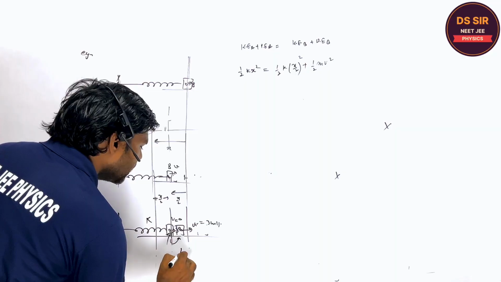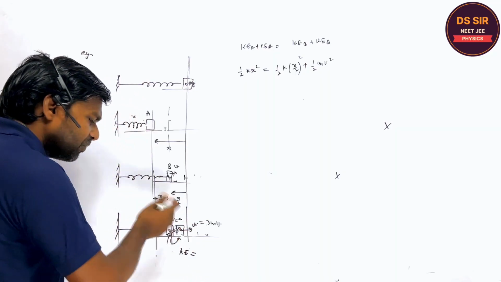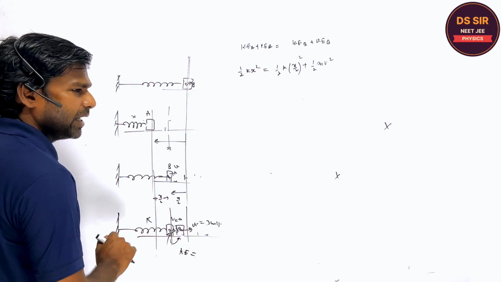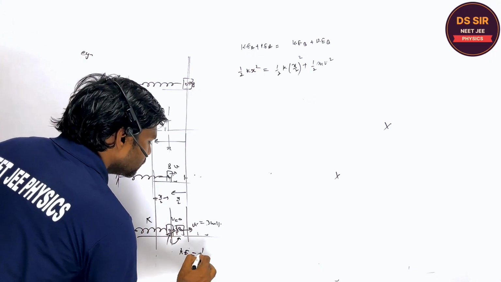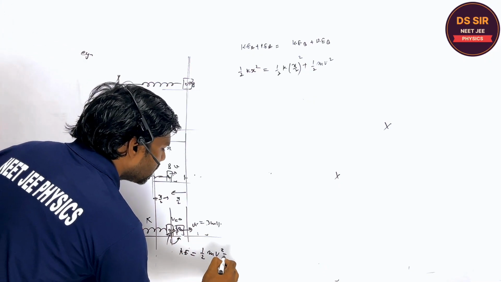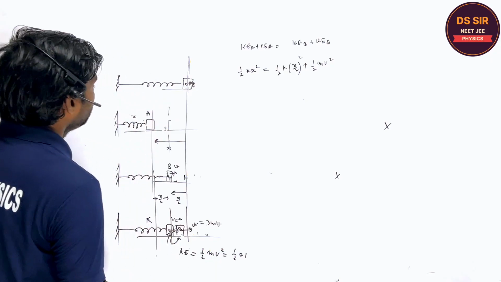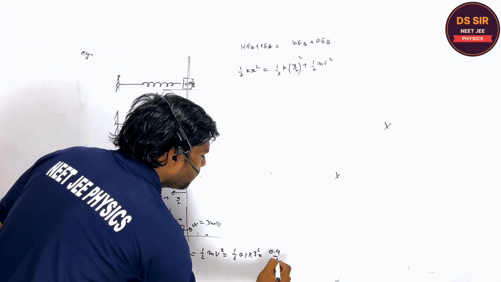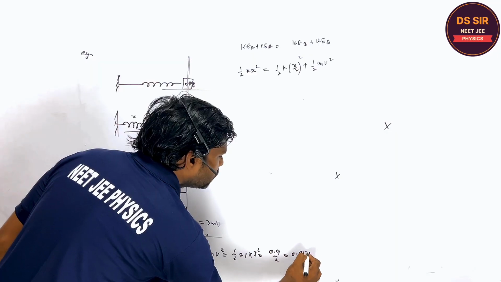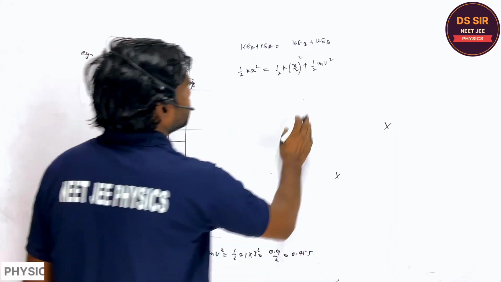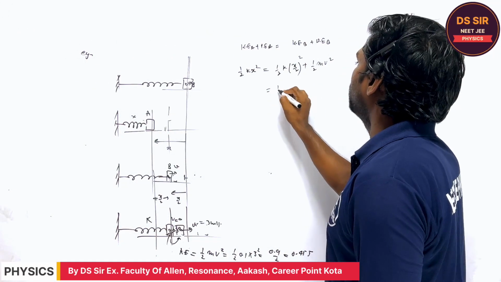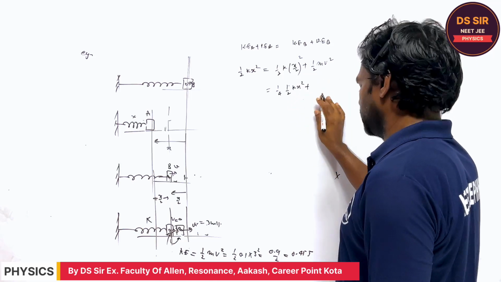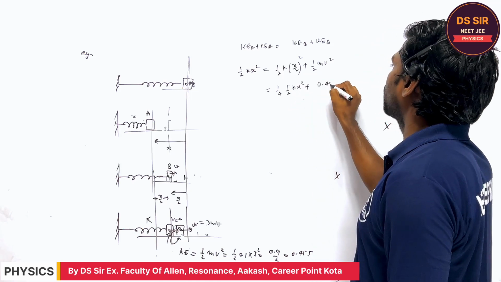So its kinetic energy of the block before collision will be the same as the kinetic energy of this block. So half m v square is equal to half, the mass will be 0.1 and v square is 3 square. So 0.9 by 2, 0.45 joule is the kinetic energy. And this is equal to 1 by 4 of 1 upon 2 kx square plus its kinetic energy, which is 0.45 joule.